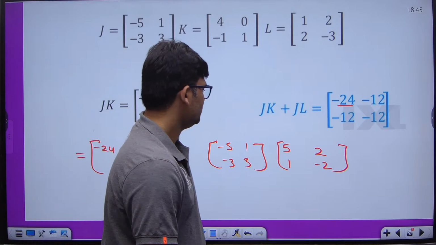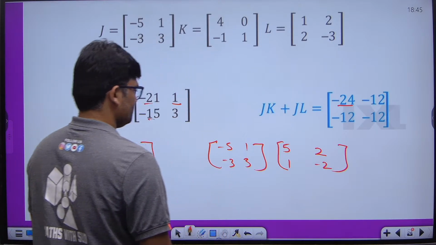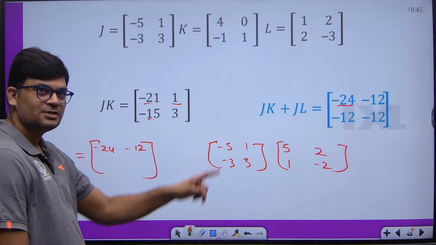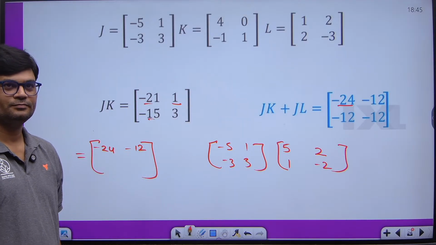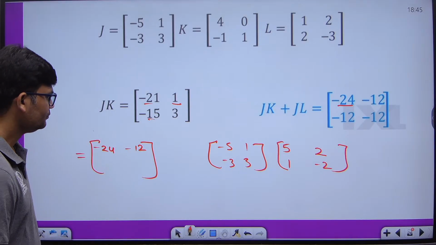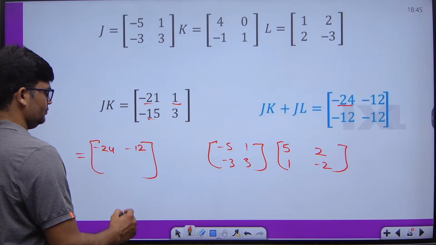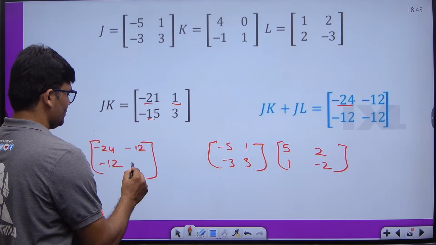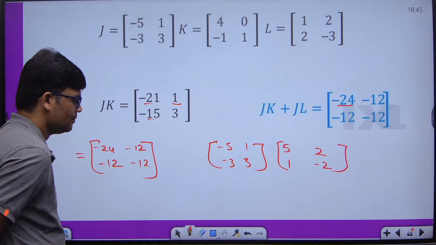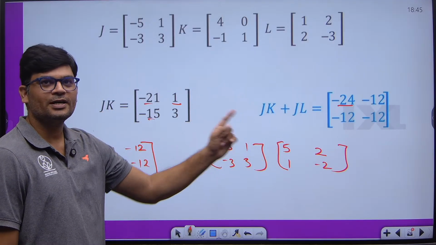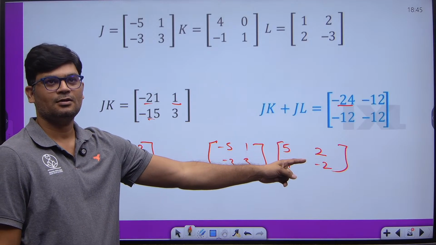Negative 10 plus negative 2, so negative 12. Same as there. And then negative 3 into 5, negative 15 plus 3, negative 12. Okay. And then negative 6 plus negative 6, so negative 12. So you can find that JK plus JL is as good as J times K plus L.